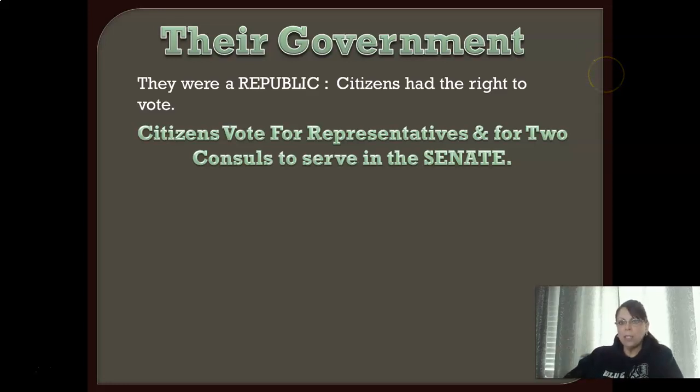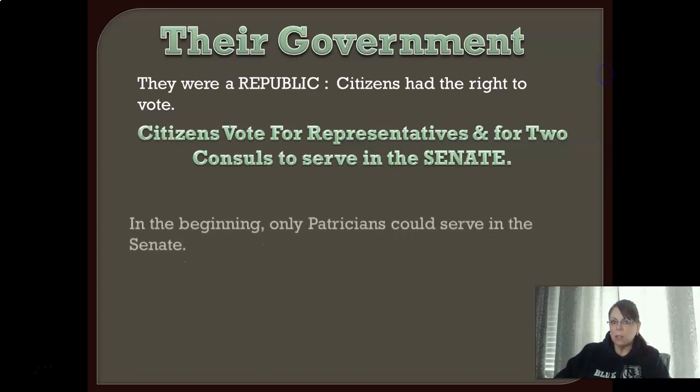Citizens vote for representatives and 2 consuls to serve in their Senate. They call it the Senate like we call it Congress. All of our representatives are in Congress. All of their representatives are in this group that's called the Senate. So the citizens vote for representatives and 2 consuls to serve in the Senate.